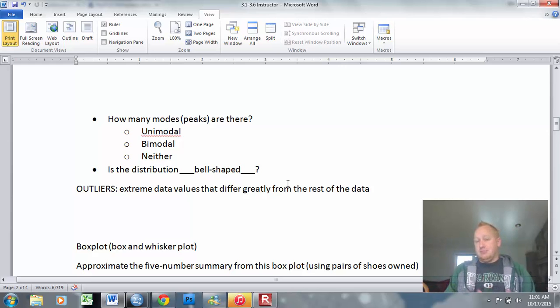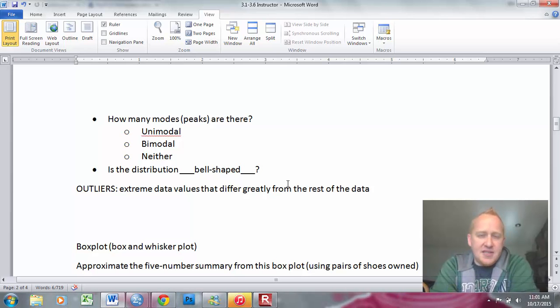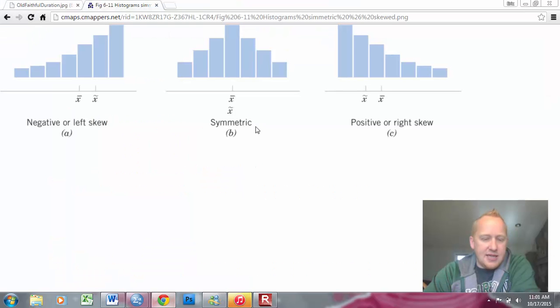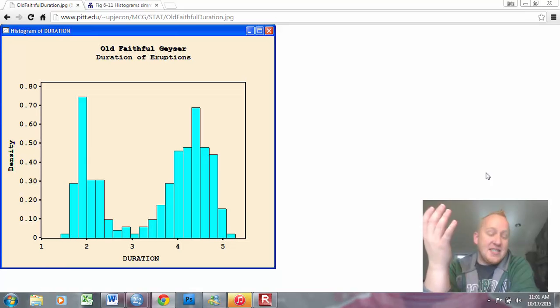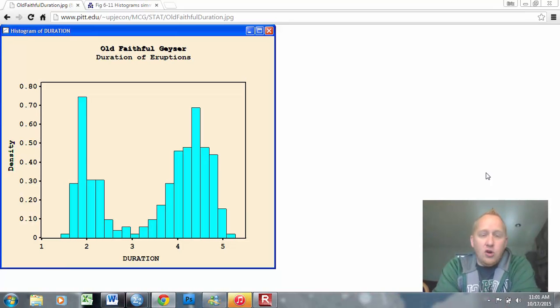Just nature causes that. We may also see some graphs that are bimodal. Not a ton of great examples here, but there is one, and I find this fascinating, and that's the Old Faithful Geyser. The duration of the eruption. So Old Faithful, the geyser out in, I think it's Yellowstone National Park.